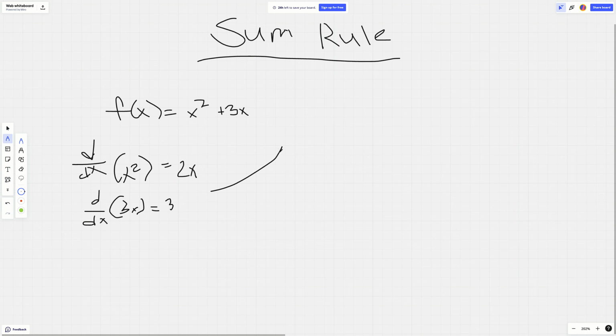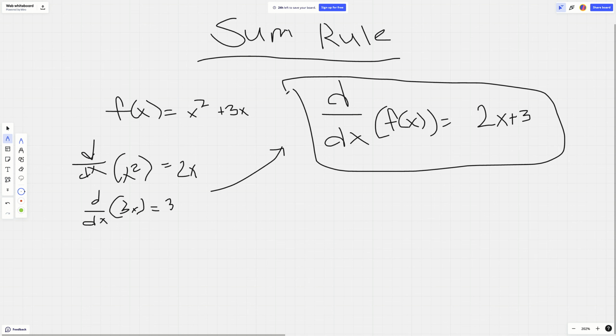Now we can take that back into our derivative, and so we can state that the derivative of f of x is simply equal to, what did we calculate? 2x plus 3, the derivatives of each of the individual terms. And we just sum up those results. That's pretty straightforward, nothing too crazy. Let's look at another example.